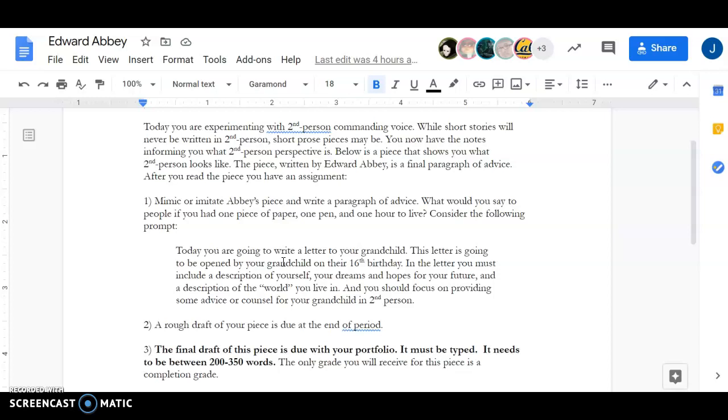You don't want to just make this a bullet-pointed list, but you want to tell little bits of your story as to why you think those are such crucial ideas. That's the whole goal of this second person piece. Write a letter, write a commanding piece of text that's going to tell this person how they should live their life to live it well.